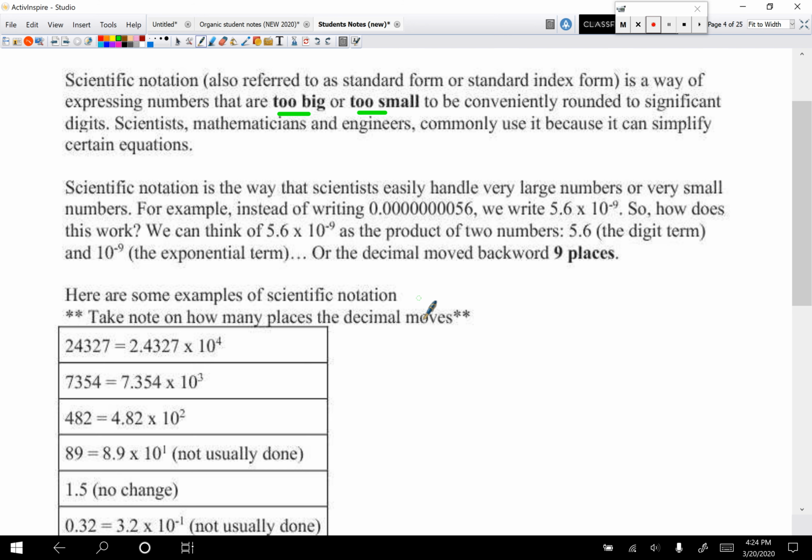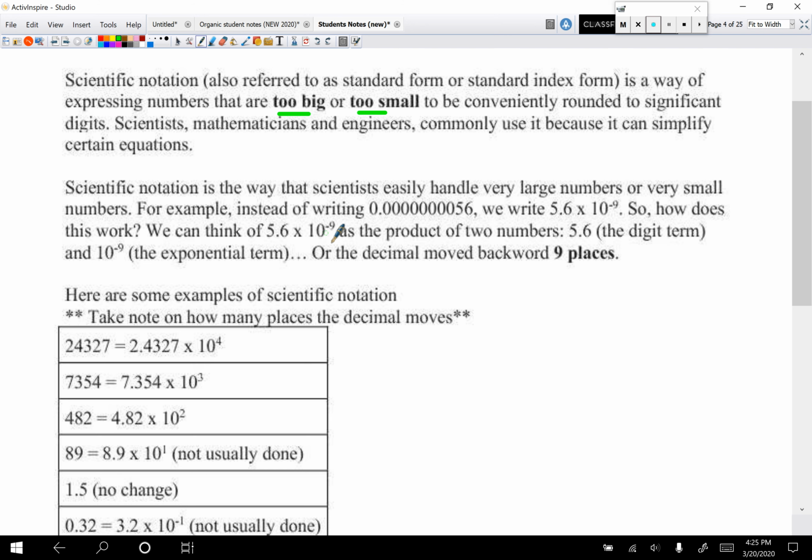So scientific notation is just a way that scientists can handle very large numbers or very small numbers. For example, we can notice that this number is really small, right? And of course, writing out all those zeros, if you forget one, your answer is going to be completely off. So instead of writing something like this, a scientist writes 5.6 times 10 to the power of -9. When you put this in your calculator, it will spit this number out, but this is more convenient to read.